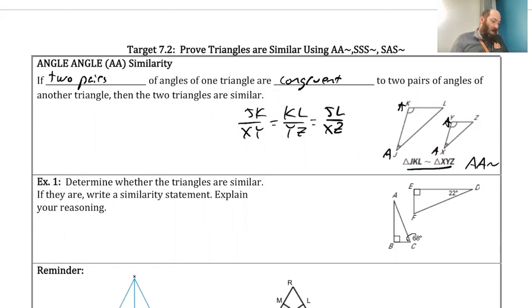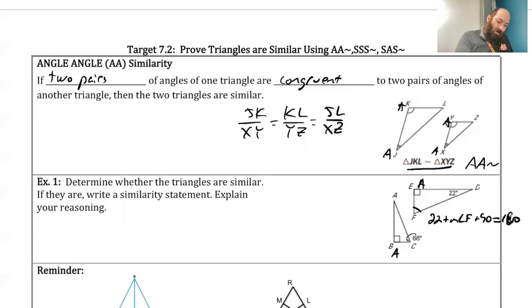So determine whether the triangles are similar. If they are, write a similarity statement, explain your reasoning. So we have 22 degrees here and 68 degrees down here. What's going to help us is, well, I should say we already have one pair of angles with the right angles. So I need one more pair of angles to use our angle-angle idea. So let's find this angle here. We can apply the fact that 22 plus the measure of angle F plus 90 is equal to 180.